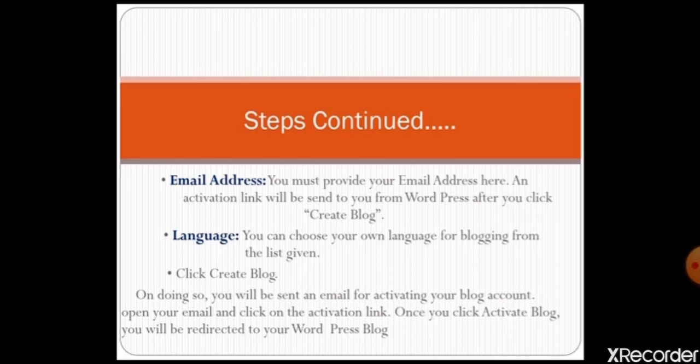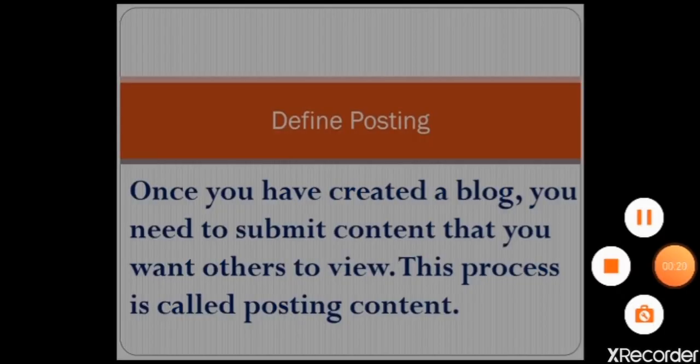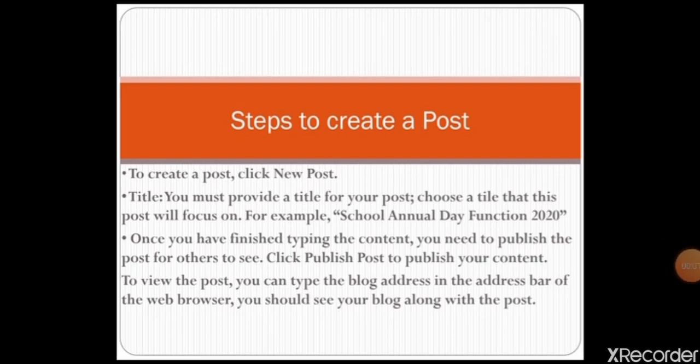Before posting anything, we should know the meaning of posting. So, once you have created a blog, you need to submit content that others will see, and this process is called posting content. Here are some steps to create a post. For creating a post, we have to click new post. Then title. You must provide a title for your post. Whatever post you are making, you will have to provide a title for it. Choose a title that the post will focus on.